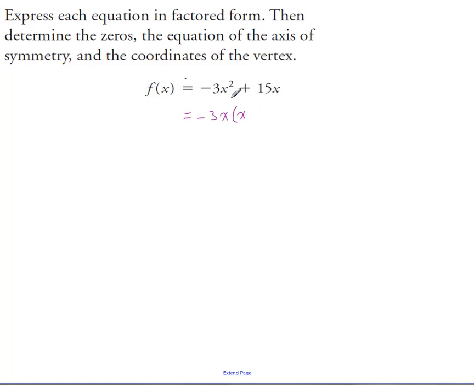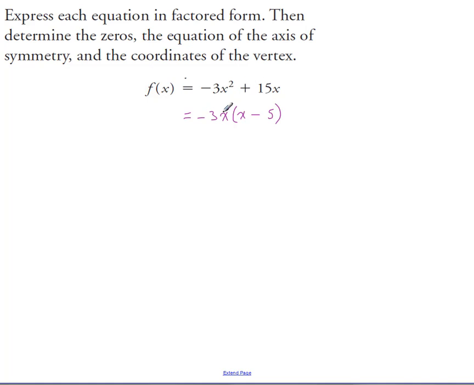So I'm dividing this one by negative 3x. So 15 divided by 3 is 5, and the x divides out. Now you could check this just by multiplying negative 3x through, and you'd find you get the same thing that you started with. Okay, so now it's in factored form.